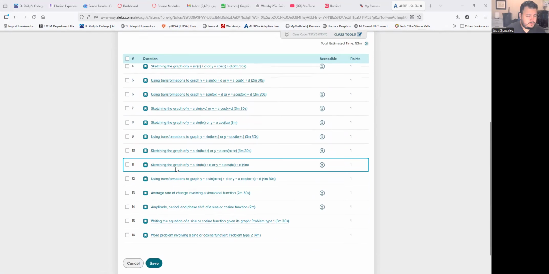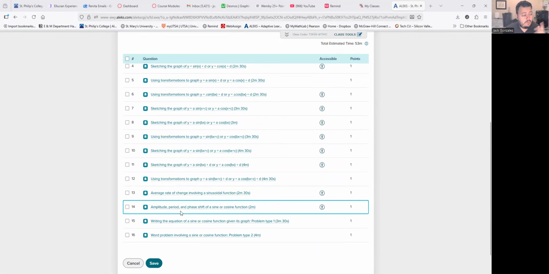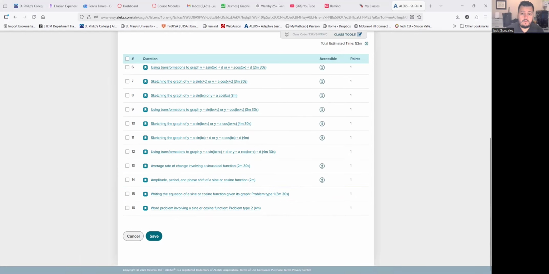Just what I want you to remember is what do the trig functions look like if you were to graph them? What is the amplitude? How do you find amplitude, period, and phase shift? And can you pull that information off the graph or the equation itself? That's what we did. Alrighty. Anyway, that's pretty much it.